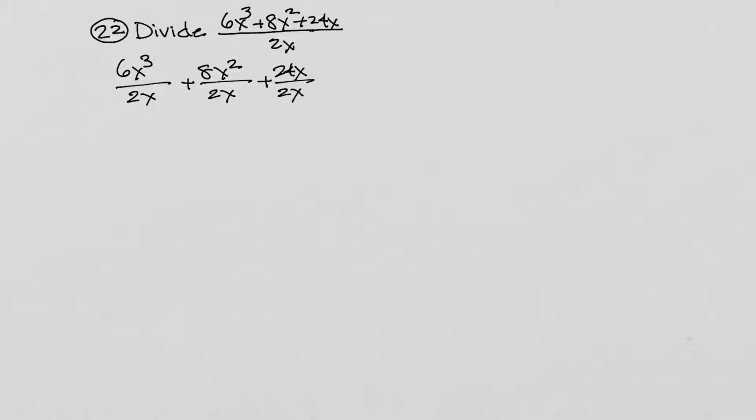Now we can do this because we have a single term in the denominator, and we can break it up by writing this single term below each one of the terms in the numerator. So let's make these divisions.